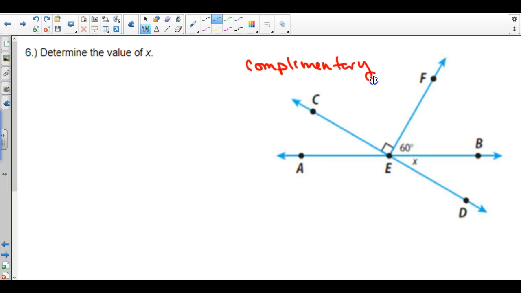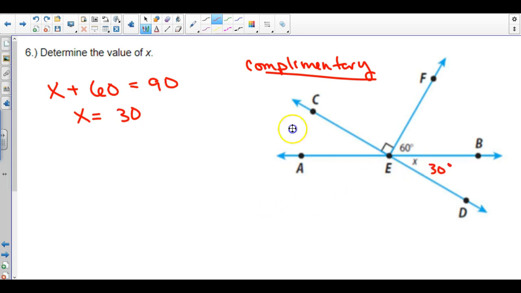So complementary angles are any two angles that sum to 90. So what I'm going to do is take my x plus my 60 and set it equal to 90. Easy as it gets, just subtract on both sides. X is 30 degrees then.